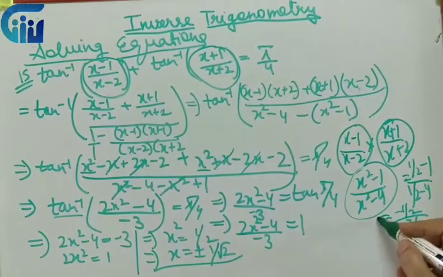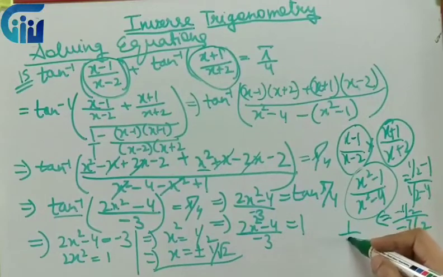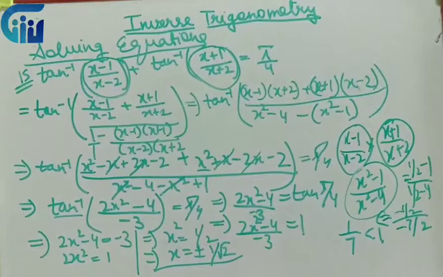So what we are getting? We are getting 1 by 7 which is less than 1. It means 1 upon root 2, plus minus, is the solution for this. Had this not been true for any one of the values, then we would have said the other value is the solution. But since we have a square over here, the result is true for both.